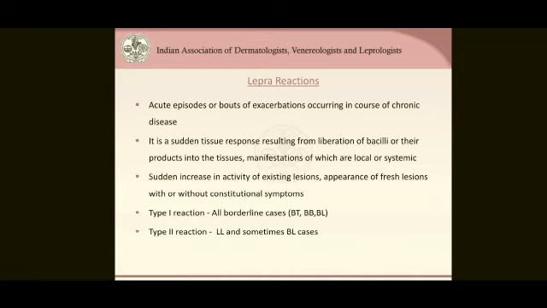Type 1 lepra reaction happens in borderline tuberculoid, mid-borderline and borderline lepromatous, whereas type 2 reaction will occur in lepromatous leprosy and some cases of borderline leprosy.